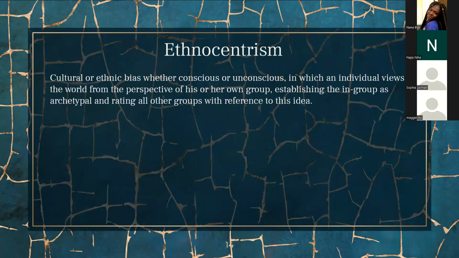Next, we have ethnocentrism. This is also kind of connected to racism. Ethnocentrism is usually a cultural or ethnic bias. This could be unconscious or conscious behavior. You might not know it. It might be something you grow up with. And in having ethnocentric views, you would see the world from the perspective of your own group, and you would also establish your group as the typical type of group, and rate all other people in relation to it.